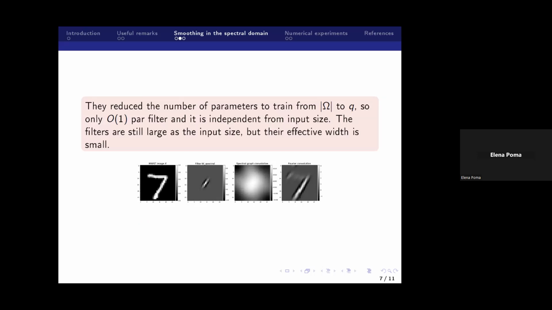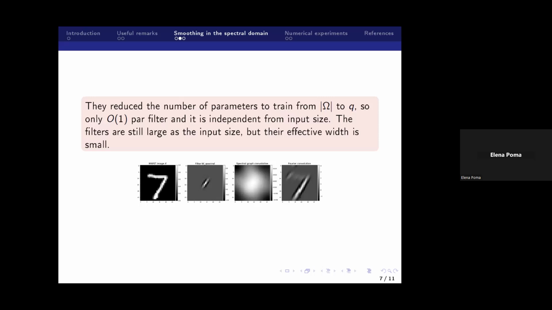So they managed to reduce the number of parameters to train from n to Q, so constant and independent from the input size. But these images show, this is an image for MNIST, that the filters are still as large as the input size, so 28 times 28, but their effective width is small.